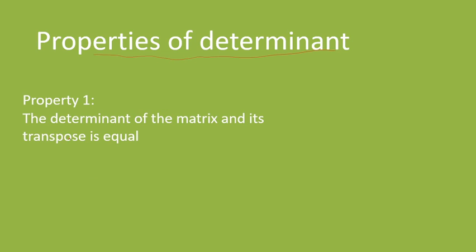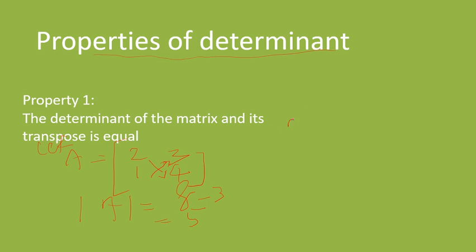Suppose let A is equal to 2, 3, 1, 4. Let us take the determinant of A. Now determinant is so simple. Let's just do cross multiplication. You already know that. So 8 minus 3, so the answer will be 5.